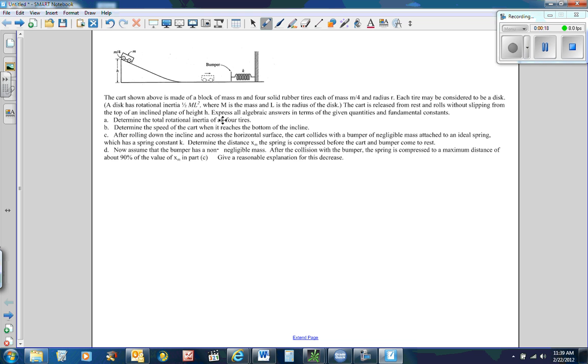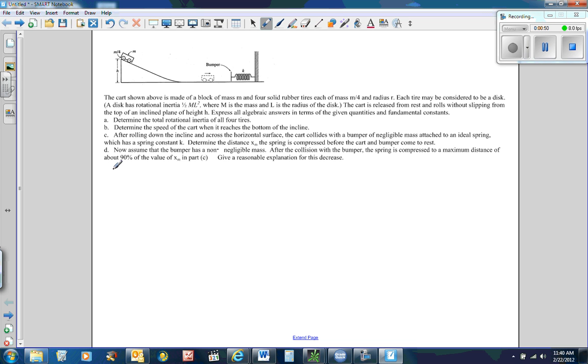All right, the cart shown above is made of a block of mass M and four solid rubber tires, each of mass M/4 and a radius of R. Each tire may be considered to be a disk, which is 1/2 mr squared, or they say 1/2 ml squared, where L is the radius of the disk. The cart is released from rest and rolls without slipping from the top of an incline of height h. Express everything in terms of given quantities and fundamental constants. Determine the rotational inertia of the tires.